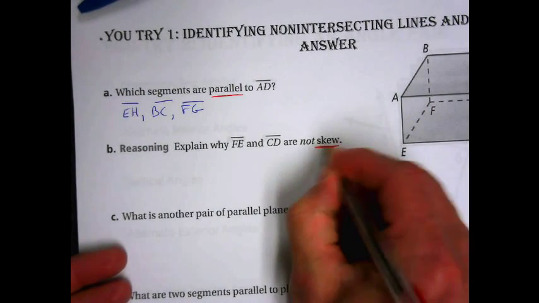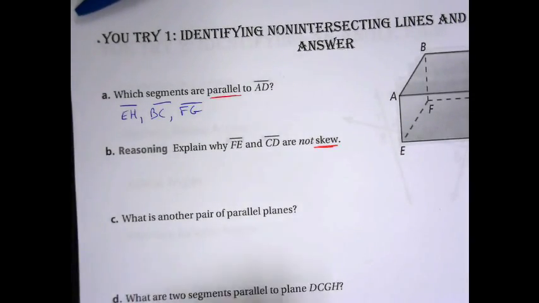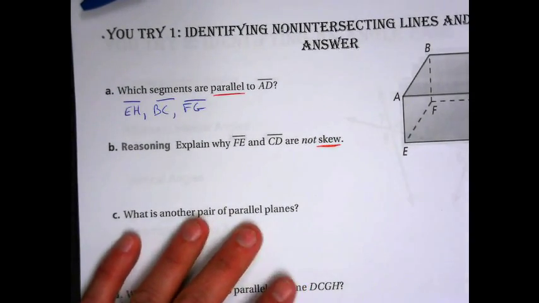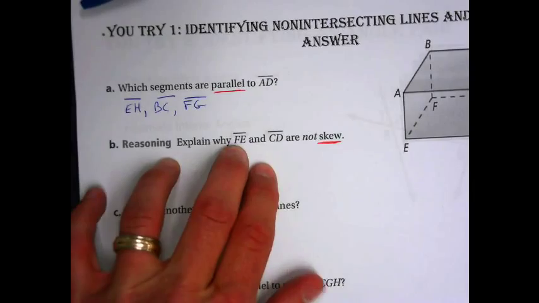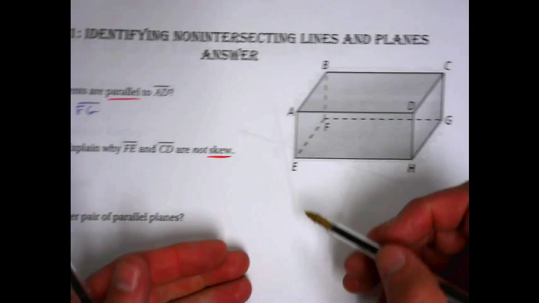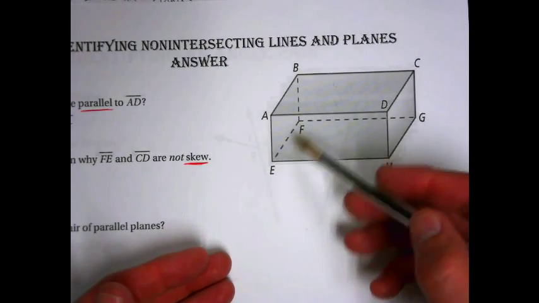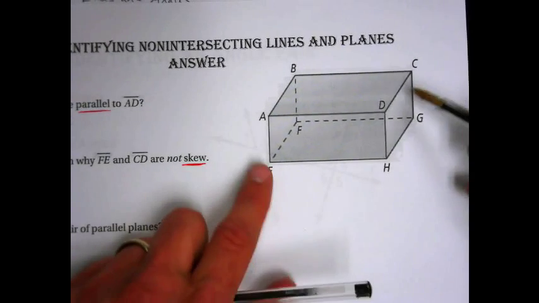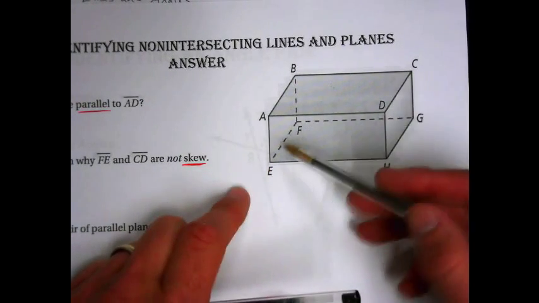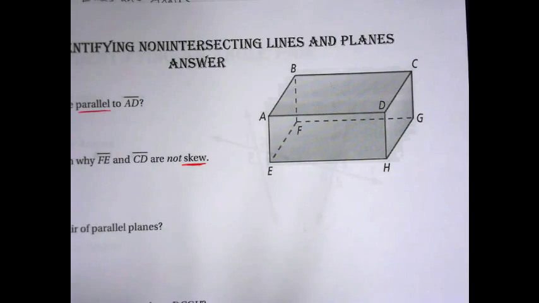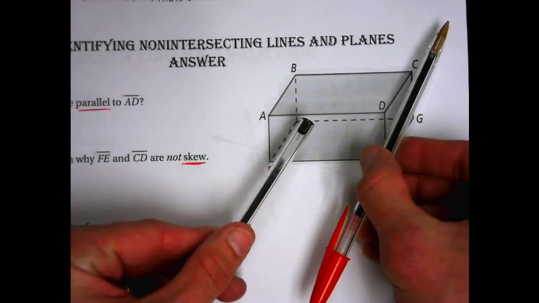So here we're going to talk about the second question. Explain why segment FE and CD are not skew. So first we look at segment FE. Here's segment FE, then here's CD, right? Why are they not skew? Well, because they share a plane, is why they're not skew.